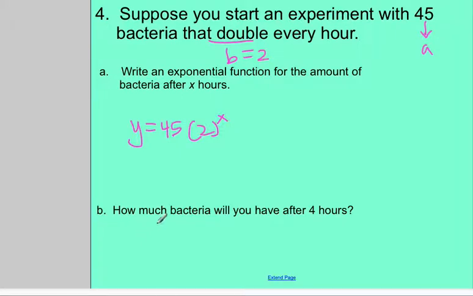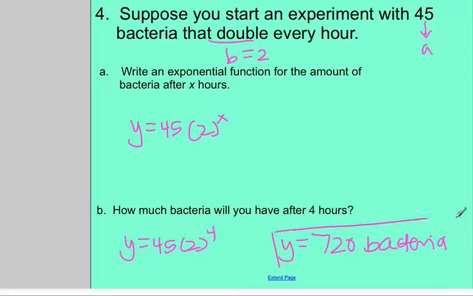Okay. B says how much bacteria we have after 4 hours? Just plugging in 4 for X. If you do that on your calculator, you will get 720 bacteria. Just type it in like we did on example 3. Moving on to example 5.